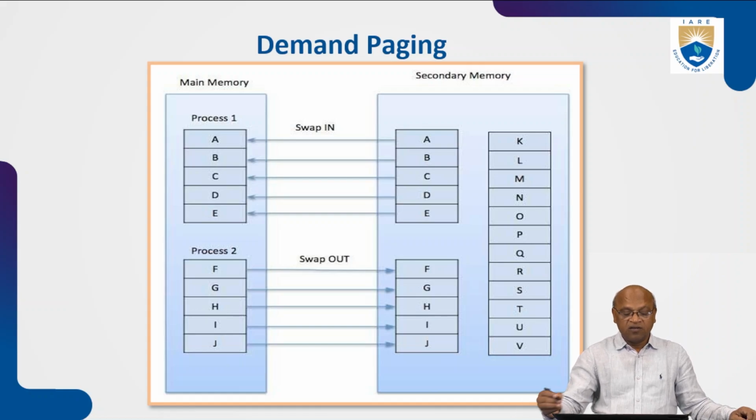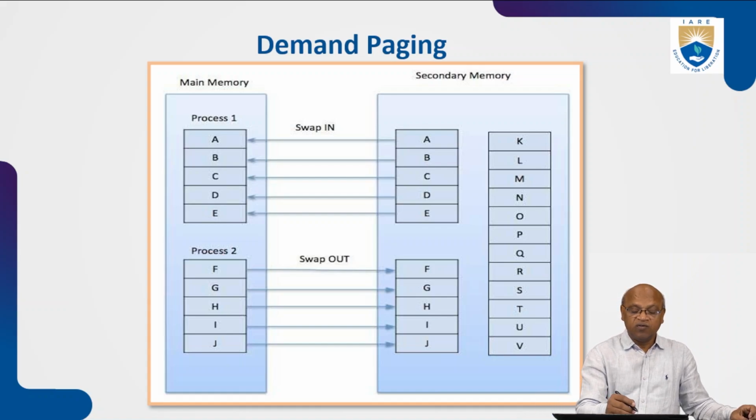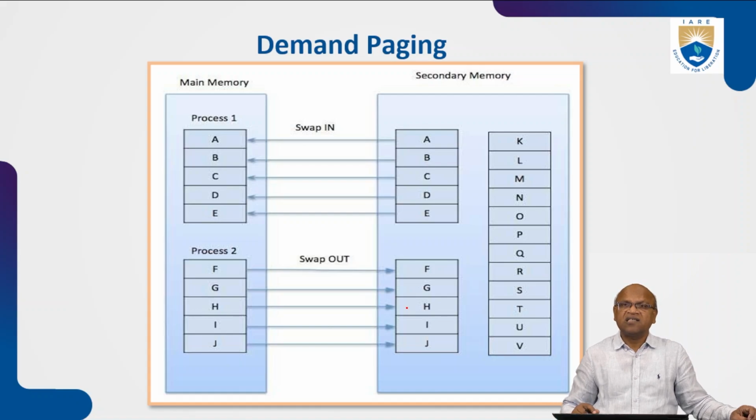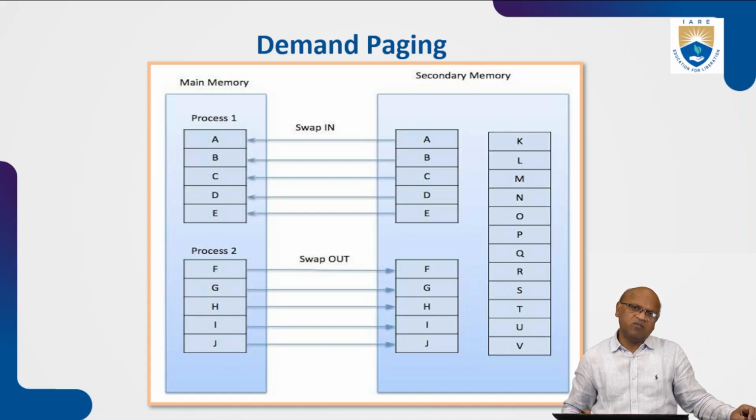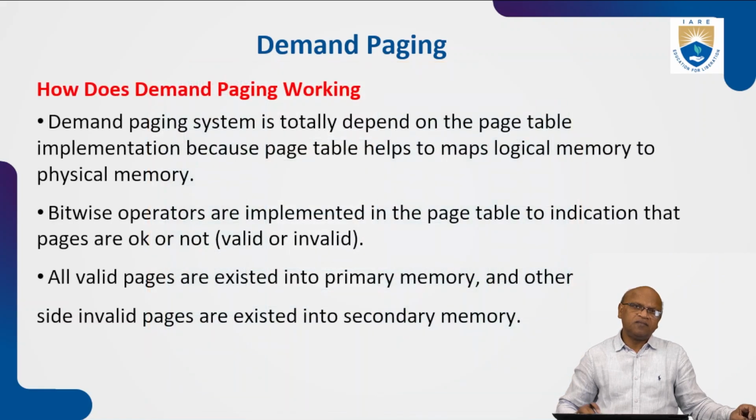Now this is the secondary memory, and this is the main memory. We want to swap in and swap out. We will swap out to create space for the other processes which are available in the hard disk. These are all the pages available in the hard disk. The RAM has only a few frames available. So we want to get the other pages from the hard disk into RAM, and we have to create space for them. So how does demand paging work? The demand paging system is totally dependent on the page table.